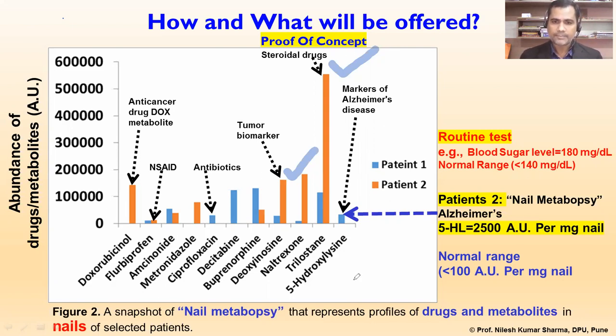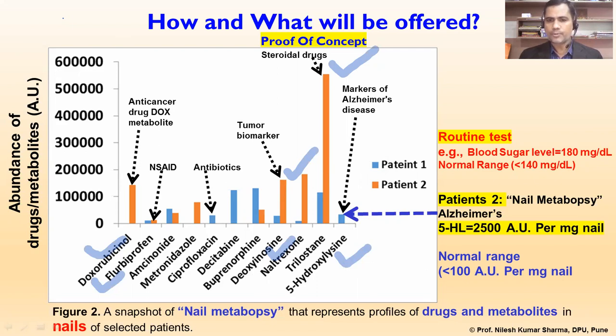Look at this example. If you look very clearly, this one is an anti-cancer drug. Here is Brufen, an NSAID drug. And tumor biomarkers like deoxyribonucleic, this is one of the markers for Alzheimer's disease. So it is just a proof of concept, a representative. The NEL digital metabolic health card of one individual will be different from that of another individual. That is the power of NEL Metabopsy.